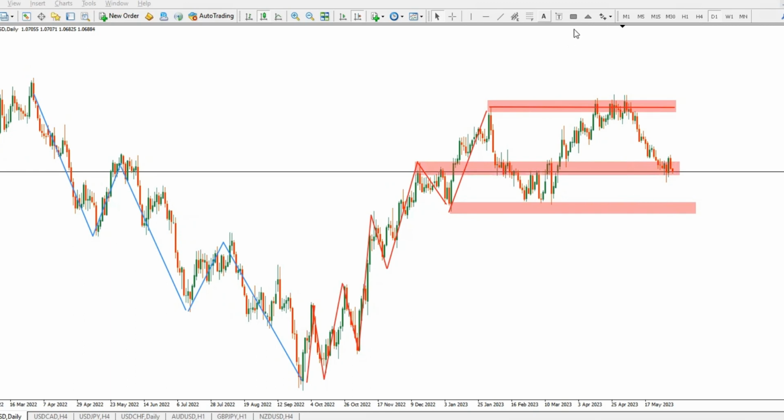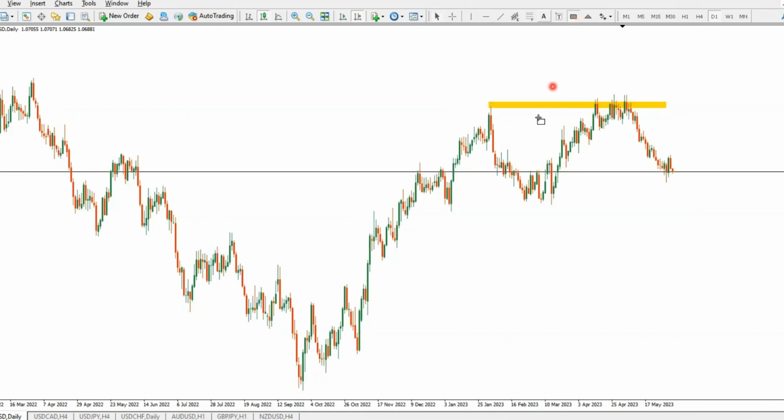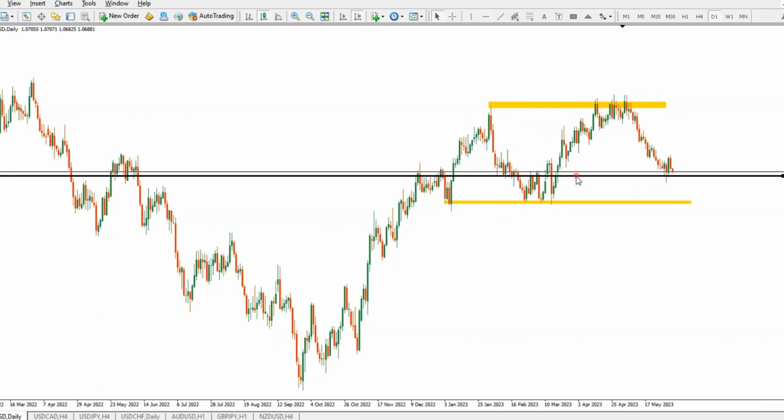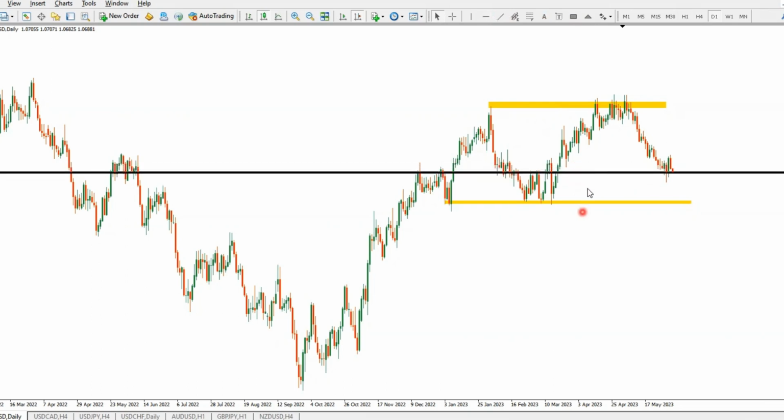So let me quickly use my MT4 tools to mark this up before I wipe it out. We place a zone there, and likewise we place another zone at this low, and over here we can have a horizontal line right there. So on the daily time frame, these are the key levels we have in mind.